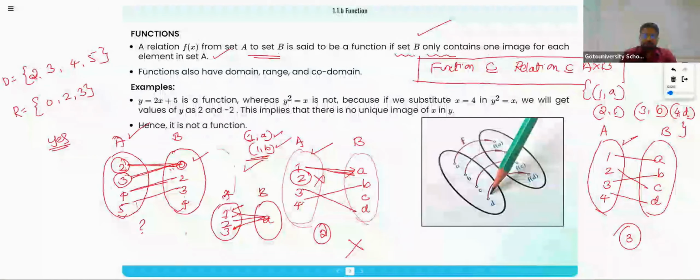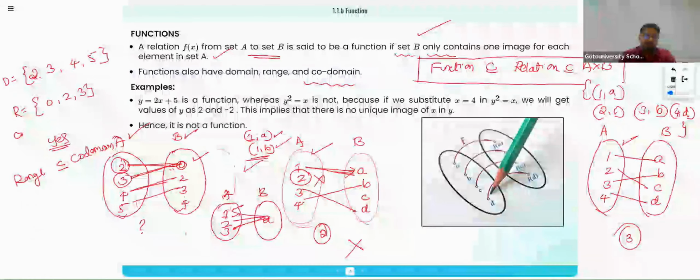I have one more word here, codomain. What is codomain? Codomain is the second set completely. In this case, the second set completely. So range must be what then? Range must be a subset of codomain. Okay, what is the codomain now? The codomain is nothing but 0, 2, 3 as well as 4.